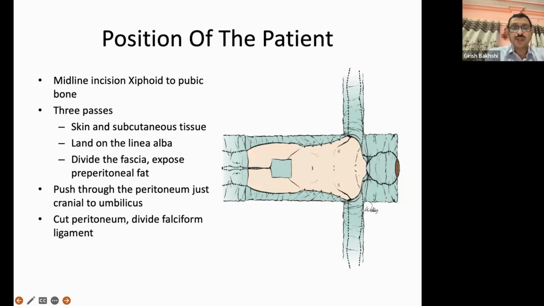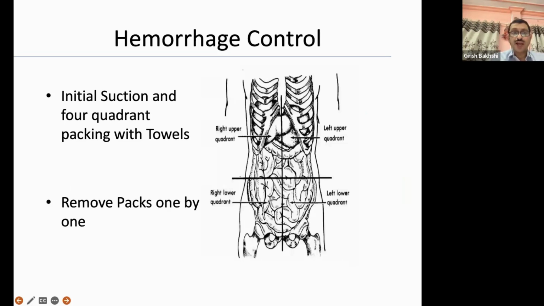As soon as you enter the peritoneum, what you have to do is you pack the 4 cavities, 4 quadrants. You take towels, don't use mops. Here we use small towels to pack.